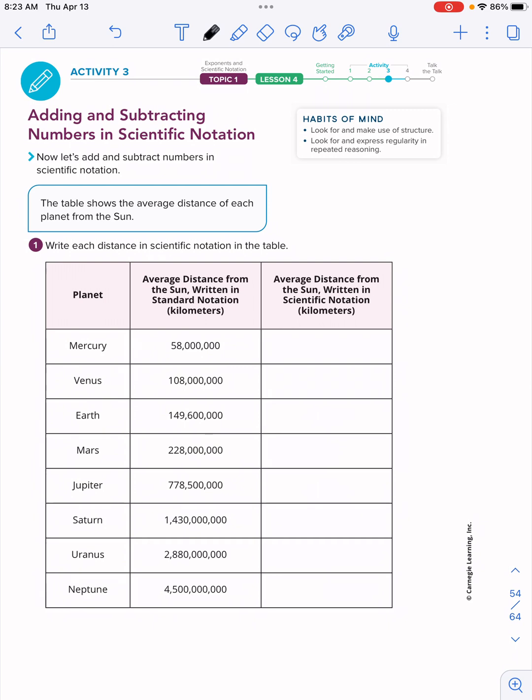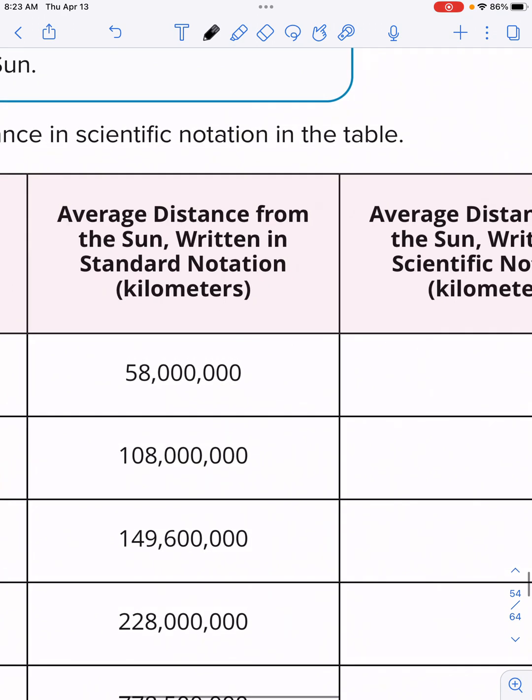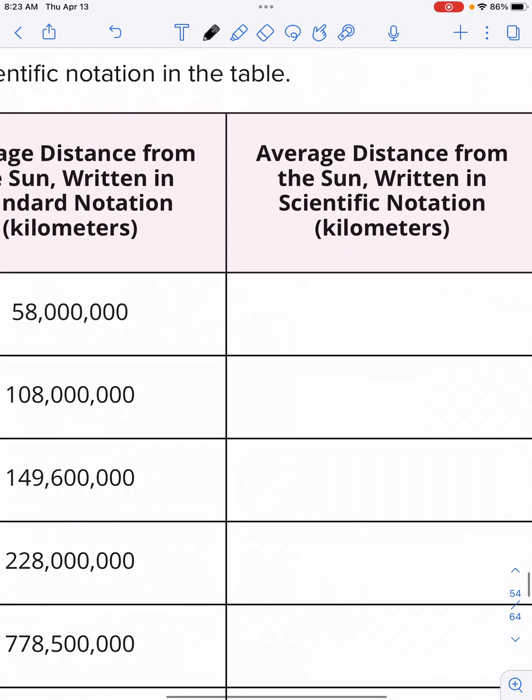So last time we worked on multiplying and dividing. Before we get to the process for adding and subtracting, we're going to talk about this context here, which looks at the average distance of each planet from the sun. So we can see Mercury, it's this many kilometers, 58 million. We're just going to convert each one of these to scientific notation.